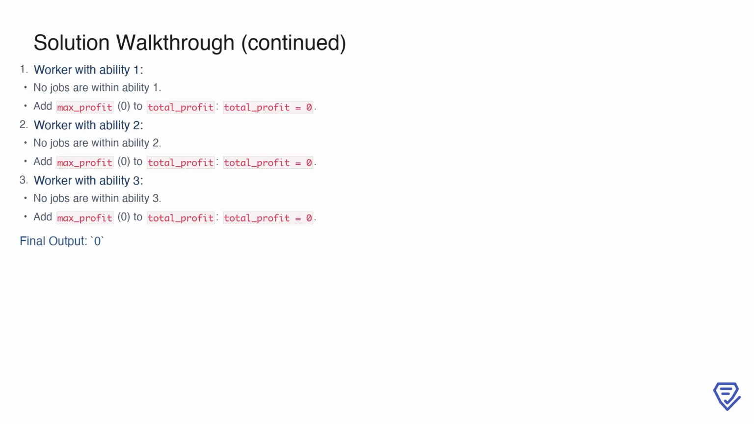We now evaluate each worker in the sorted list. For the worker with ability 1, no jobs are within their ability, so max_profit remains 0, and adding it to total_profit results in a total of 0. Similarly, the worker with ability 2 also cannot do any jobs, so the total profit remains unchanged at 0. The same happens for the worker with ability 3, as no jobs are accessible to them either. Since none of the workers can perform any jobs, the final output for this case is 0.